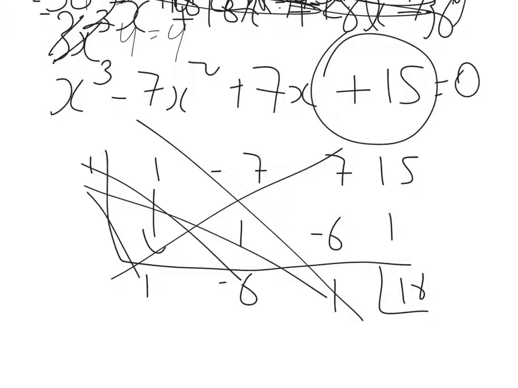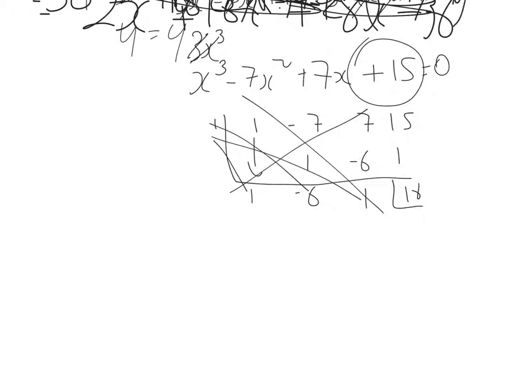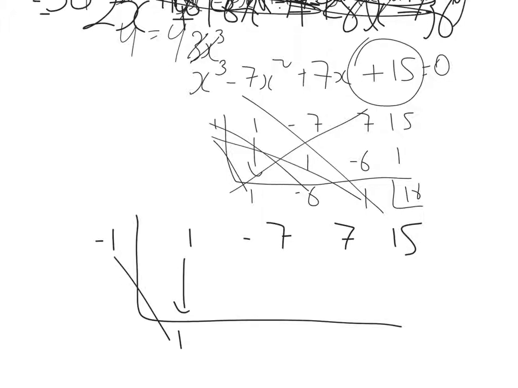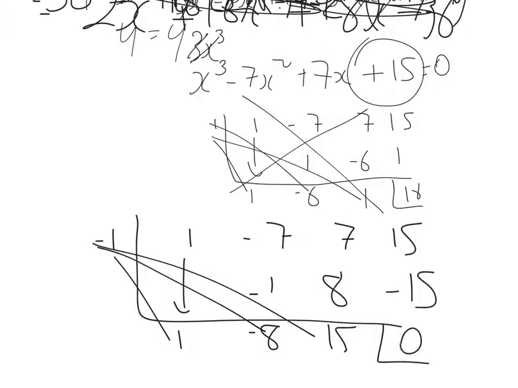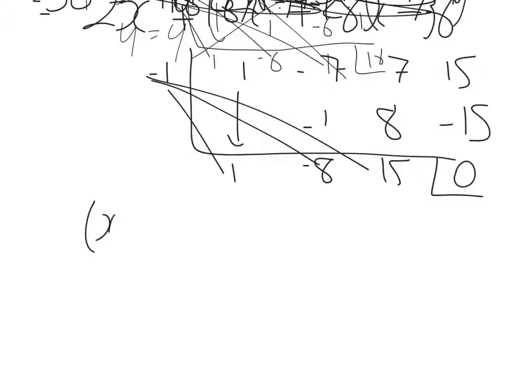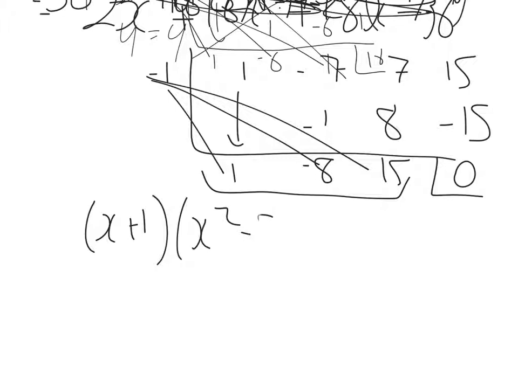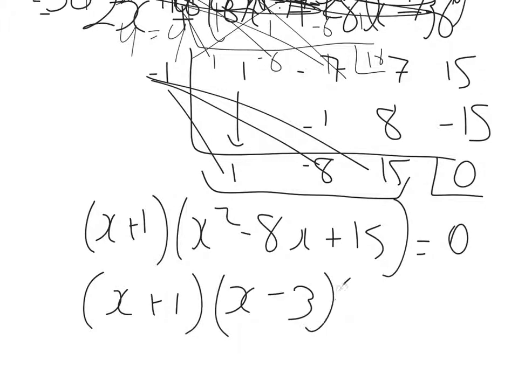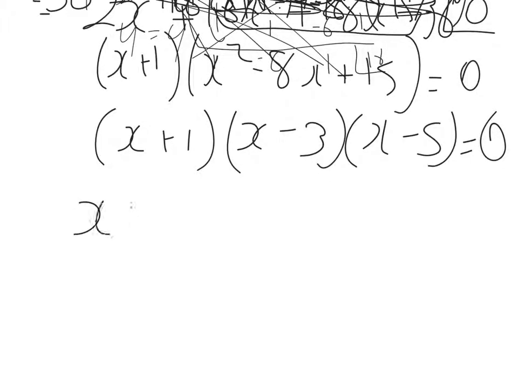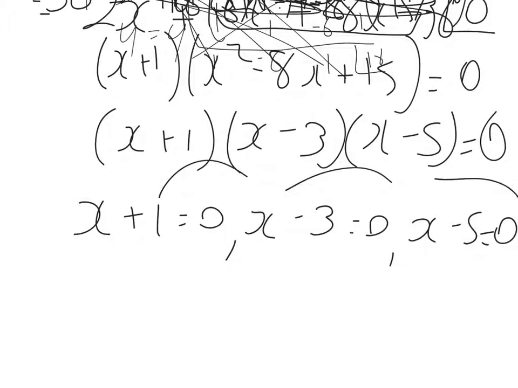Didn't work, so this time I'll try minus 1. So 1 times minus 1 is minus 1, minus 1 minus 7 is minus 8, multiplied by minus 1 is 8, 8 plus 7 is 15, multiplied by minus 1 is minus 15, so this one did work. So then that comes from the bracket x plus 1, and the quotient out at the bottom is x squared minus 8x plus 15. Two numbers multiplied to give 15, add together give minus 8 is minus 3 and minus 5. So remember the question's looking for the x coordinates of the points of intersection. So then I've got x plus 1 is equal to 0, x minus 3 is equal to 0, x minus 5 is equal to 0. So that will be x equals minus 1, x equals 3, or x equals 5, final answer.